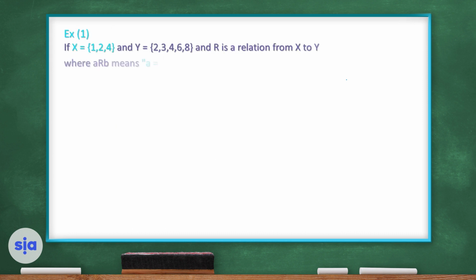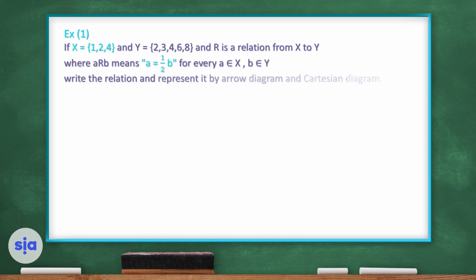Let's move to the example to understand it more. If X is a set of three elements 1, 2, and 4, and Y is a set that has elements 2, 3, 4, 6, and 8, and R is the relation from X to Y, where ARB means A is half B, or A is equal to half B, for every element where A belongs to X and B belongs to Y. Write the relation represented by an arrow diagram and a Cartesian diagram.